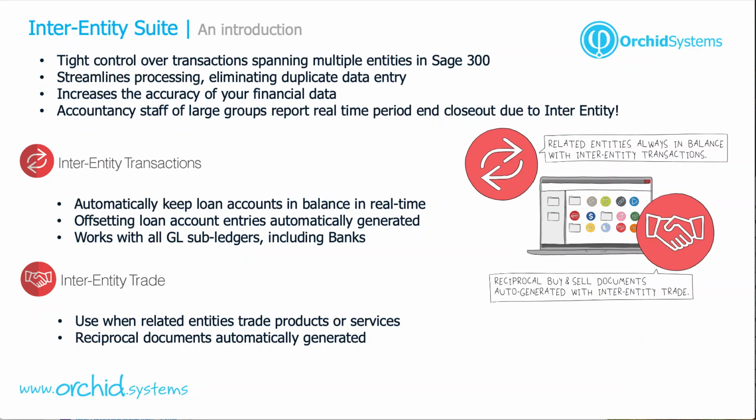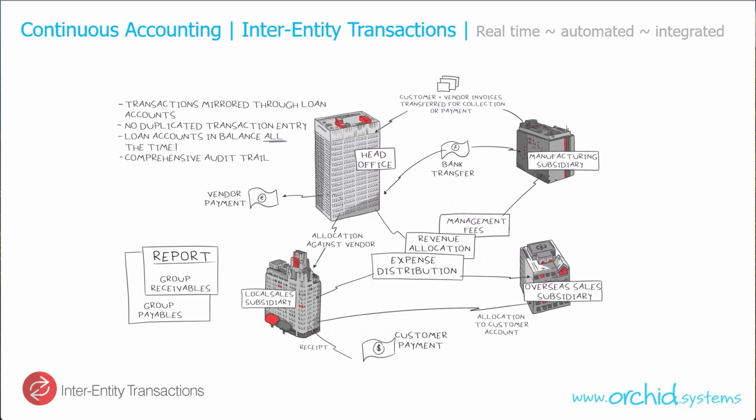Anne will now run through Inter-Entity and give you some examples of how Inter-Entity can be used to achieve continuous accounting. In terms of continuous accounting, because Inter-Entity Transactions automates the required loan account entries or bank entries or AP or AR entries in all entities at the time the source transaction is posted, it provides real-time results which are both automated and integrated.